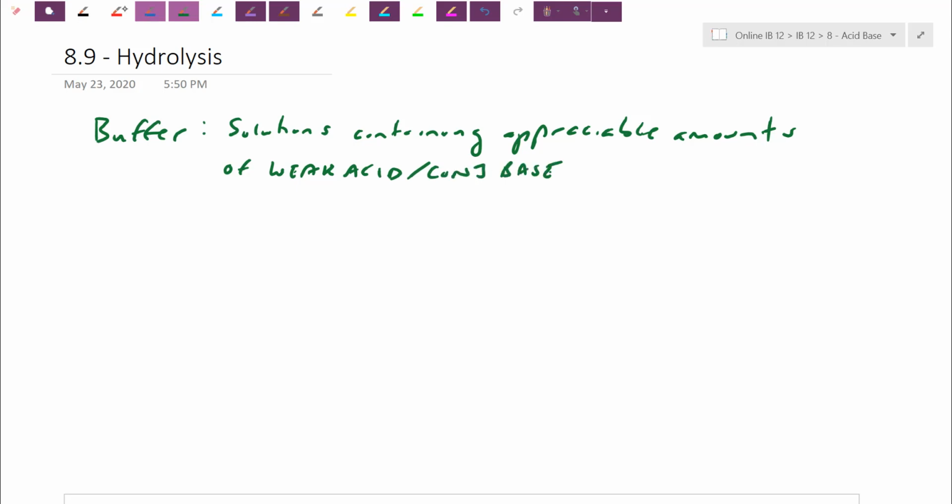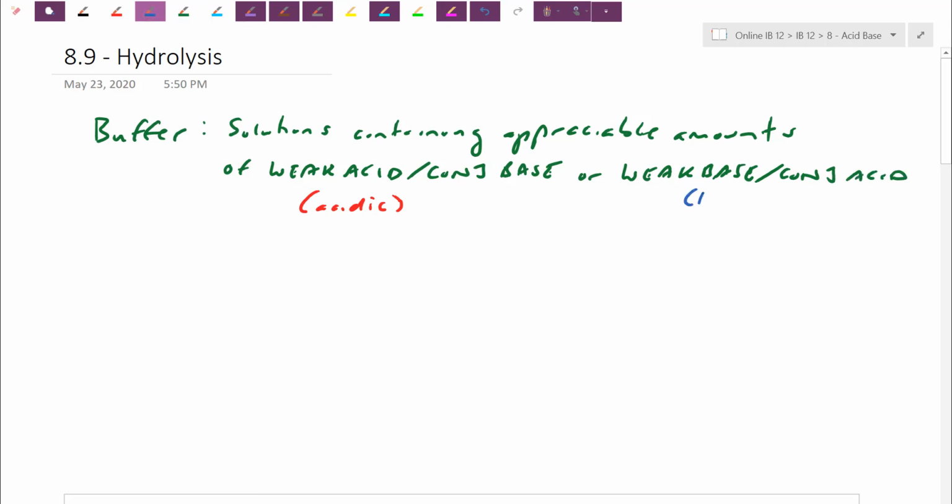That would end up giving you what's called an acidic buffer, so it's something that buffers in the acidic region. Or you can similarly have a weak base with a conjugate acid, and that gives you a basic buffer. Remember, this terminology of acidic or basic buffer doesn't mean you can only buffer in one direction. To be a buffer, you need to be able to maintain pH in both directions.